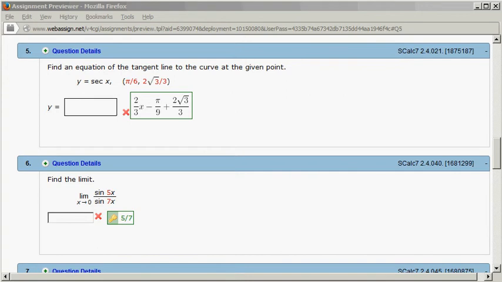Okay, let's look at homework 2.4, problem number 5. We want to find an equation of the tangent line to the curve y = secant of x at the point (pi over 6, 2 square root 3 over 3). All right, so let's do that.